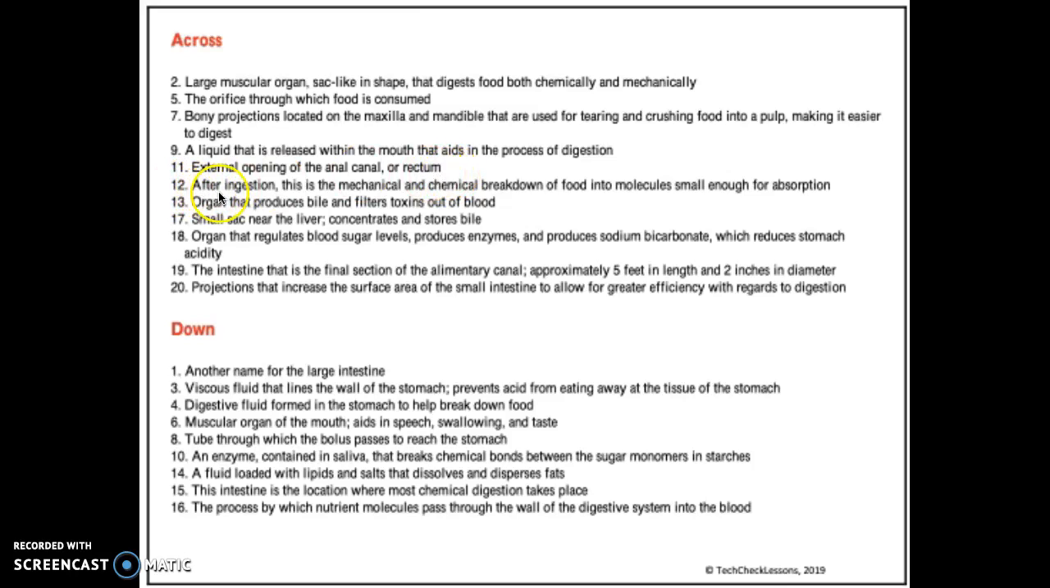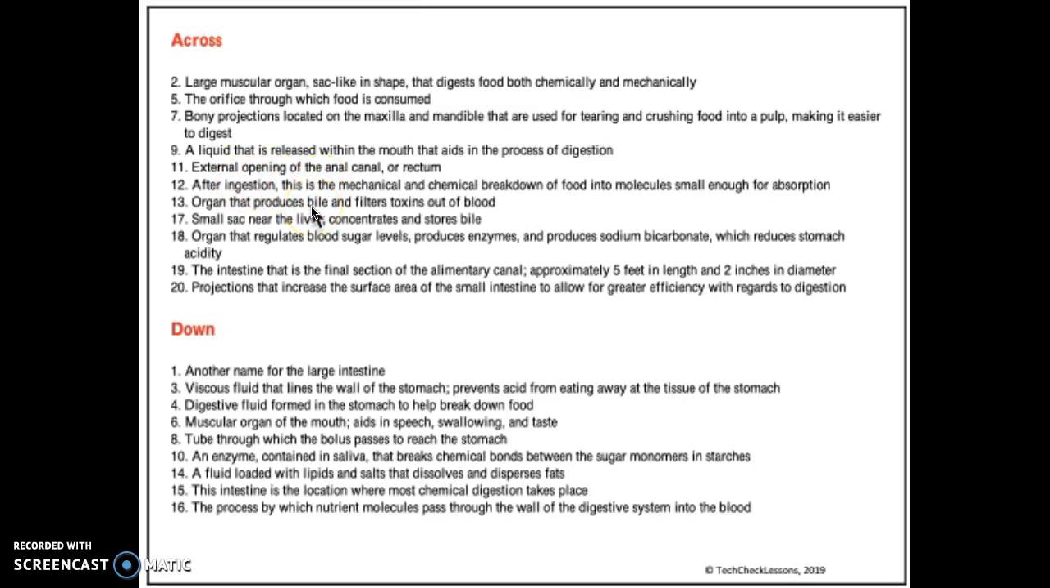Number 12, after ingestion, this is the mechanical and chemical breakdown of food into molecules small enough for absorption. Okay, so now this is literally talking about the process. It's talking about how the food is ingested and then it is broken down and then it is absorbed. The nutrients that are released after the breaking down are absorbed. Now this process right here is literally what digestion is. So the answer for this one is digestion.